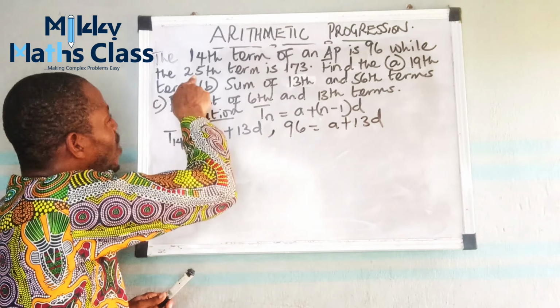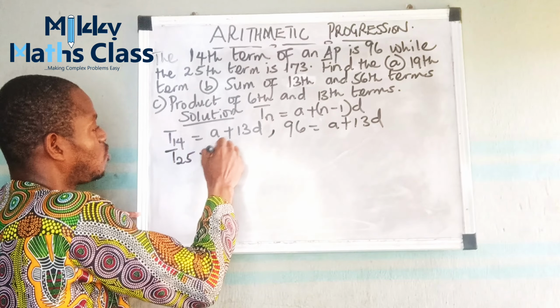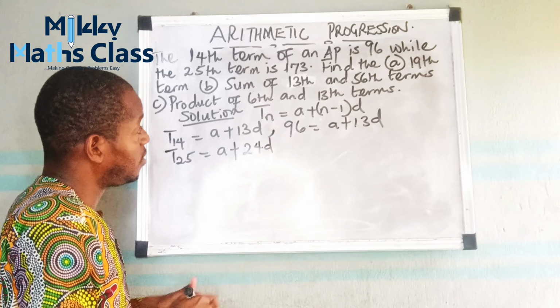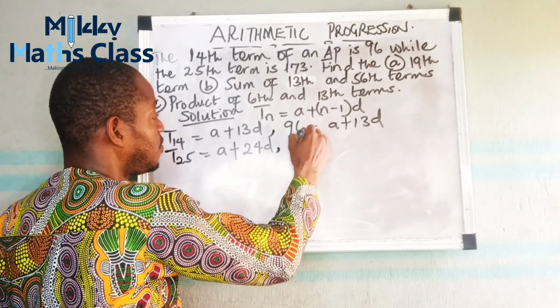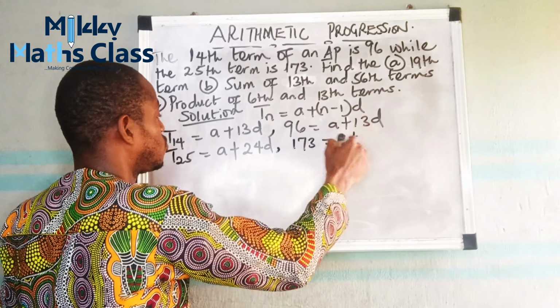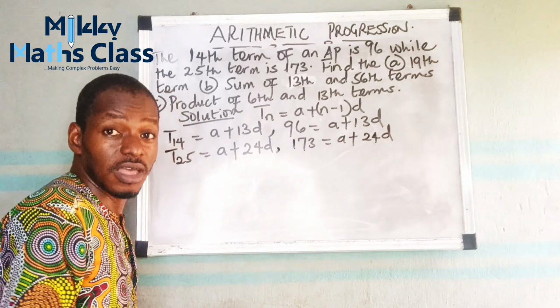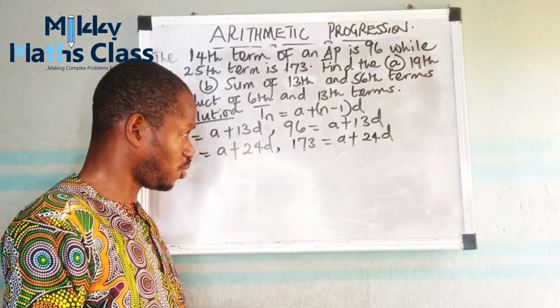It says the 25th term, T25, is equal to a plus 24d. Now it's giving us 173. That means 173 is equal to a plus 24d. From here, we can use the elimination method. You can check out our series on simultaneous equations.